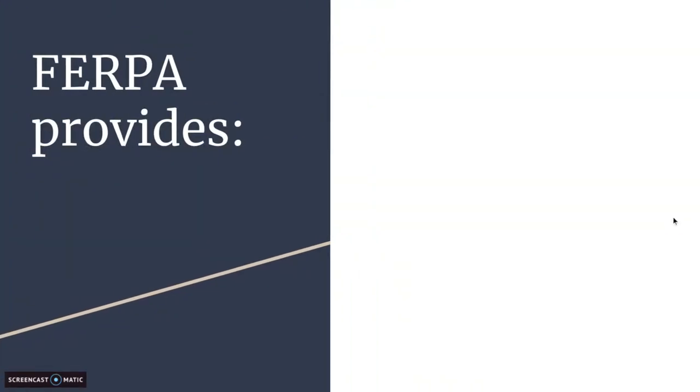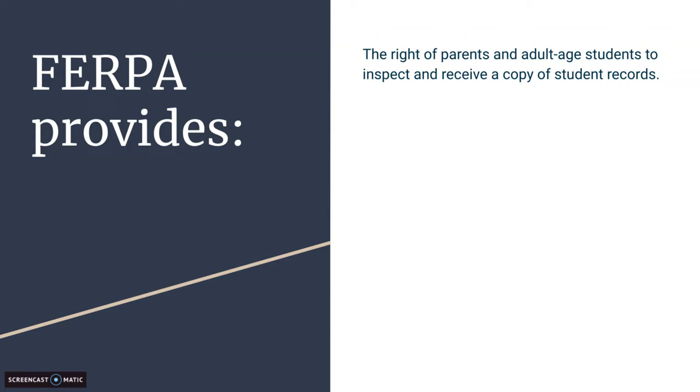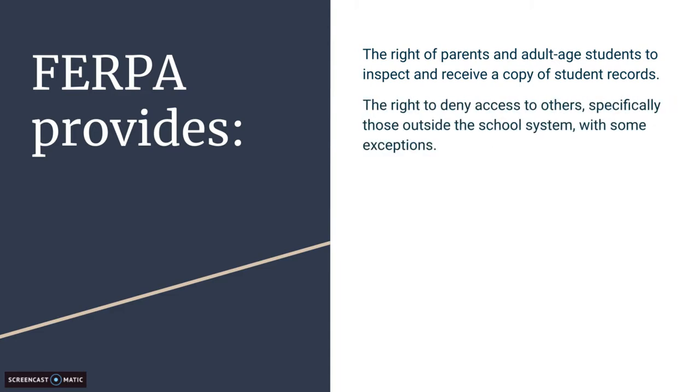So FERPA provides for families the right of parents and any adult-age students to inspect and receive a copy of any sort of student record. It provides the right to deny access to others, specifically outside of the school system, for those people to gain access to any sort of record that a school might have. It provides a process to correct any errors that could be made to a student record.